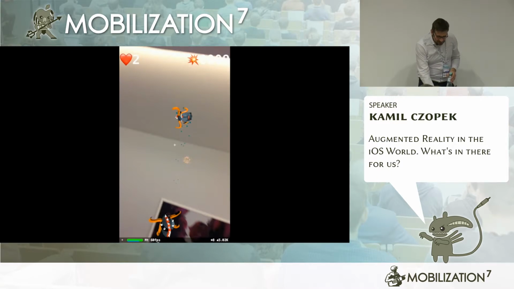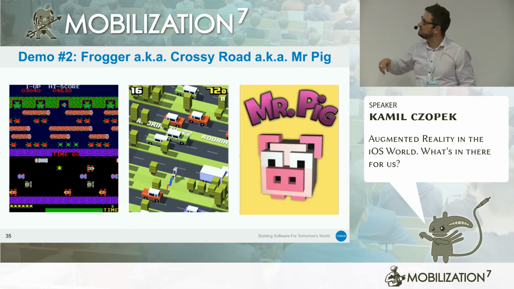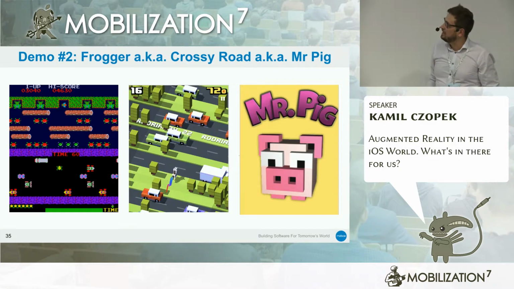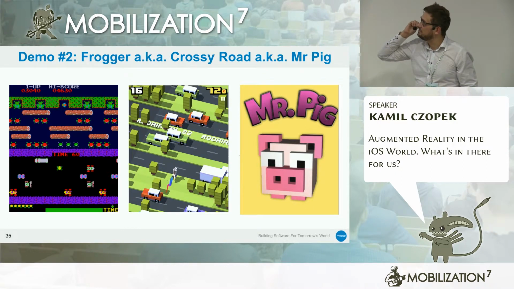Okay, and the second demo: I had two other candidates, but I wanted to show something better, and I didn't have that much time. I asked myself a question: could I find some cool project that already exists in SceneKit and adapt it a little bit so that it works in ARKit? And this is Mr. Pig. Mr. Pig is one of the reincarnations of the arcade game Frogger.